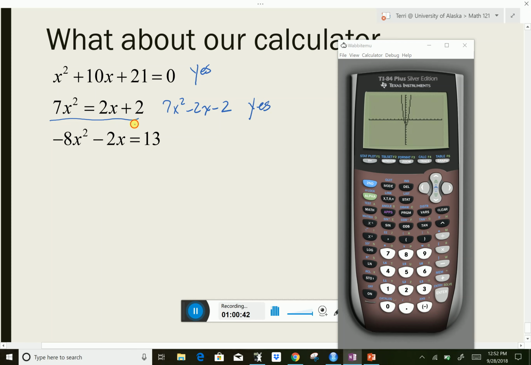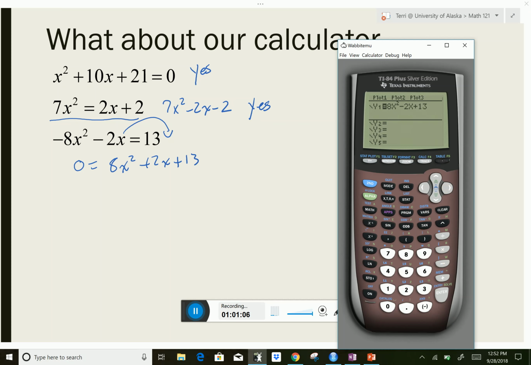Let's try this one. I'm going to put them on this side to make them all positive. So 0 is 8x squared plus 2x plus 13. Let's see this one. So we have 8x squared plus 2x, let's go plus 13. Let's graph that one. Oops, you know what? I didn't have the plus. I'll go back and fix that. I have a typo that I happen to see in there. That is plus. Okay, so let's graph it.